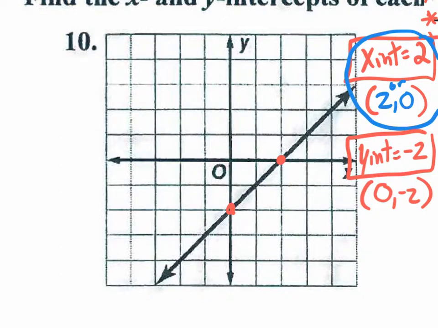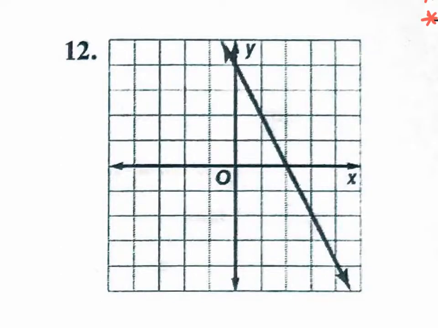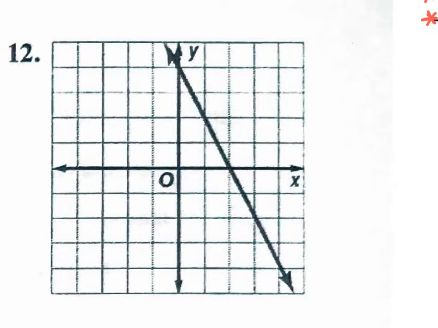Let's try number 12. It's like free points, guys. All you have to do is identify the x-intercept and the y-intercept. What's the x-intercept? 2. So let's write down x-intercept equals 2. And how about the y-intercept? What's the y-intercept? 4. So let's write down y-intercept is 4.